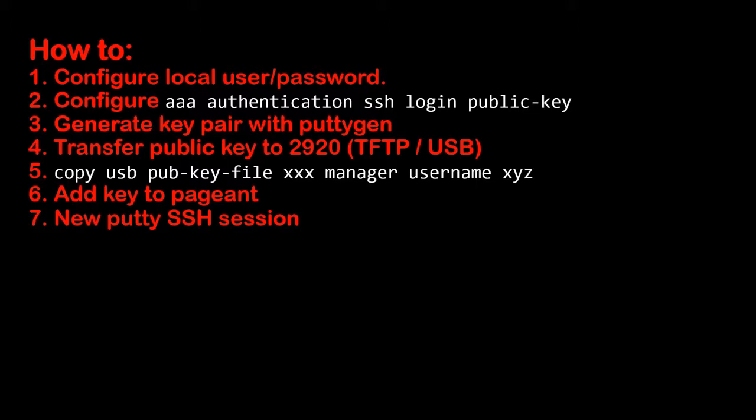I'm going to do that via a USB. You can do it via TFTP. Then we need to run on the switch this command to copy the public key. So once the key's actually on the switch, what we need to do is add it to our SSH agent. I'm going to be using the PuTTY suite, so that's called Pageant. And then I'm going to build a new PuTTY SSH session which does not use a password to authenticate.